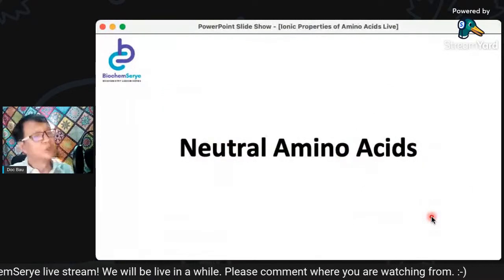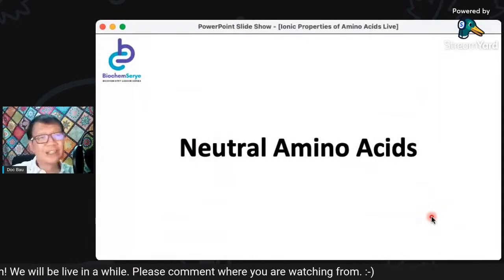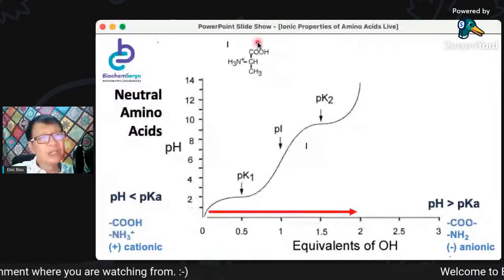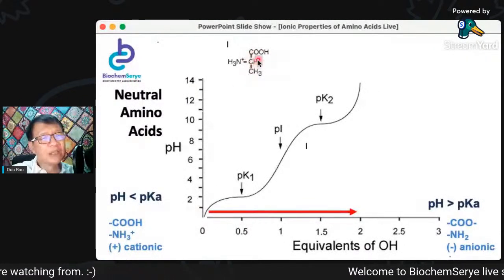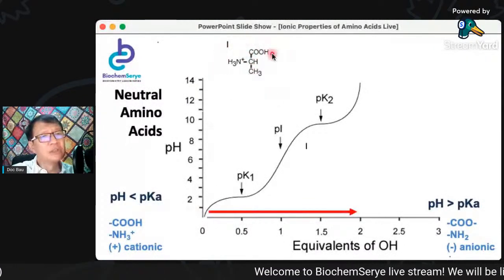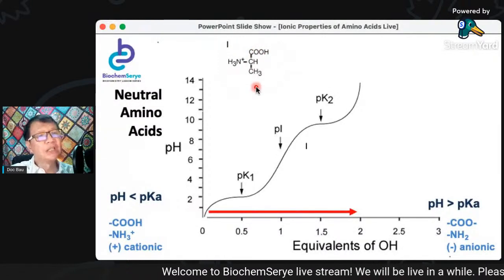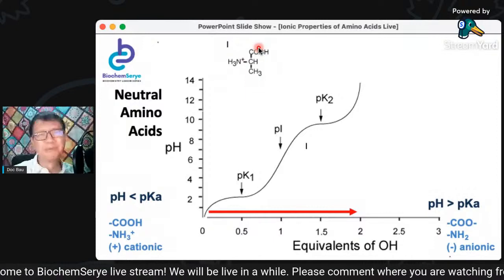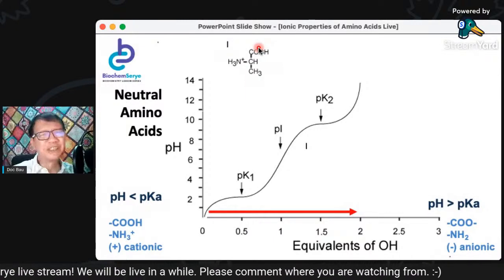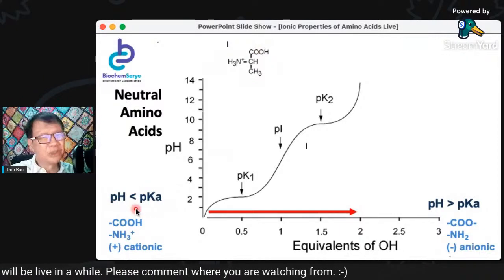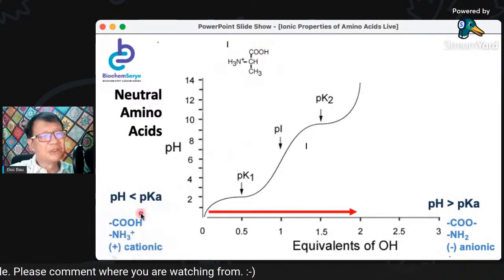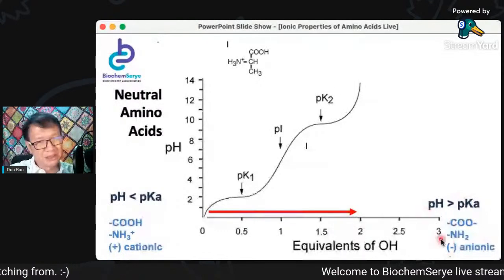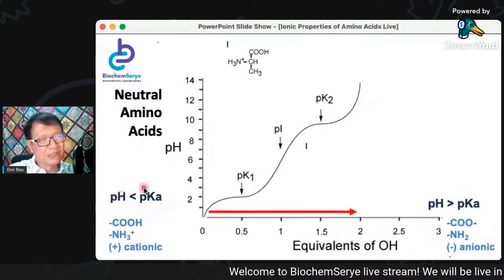So for your neutral amino acids, let's titrate. What is this? This is one of the simplest amino acids. It's aliphatic, non-polar, neutral, and non-essential. This is your alanine. Alanine is usually the poster boy of your neutral amino acids in titration. I just put this here to remind us, as a benchmark.